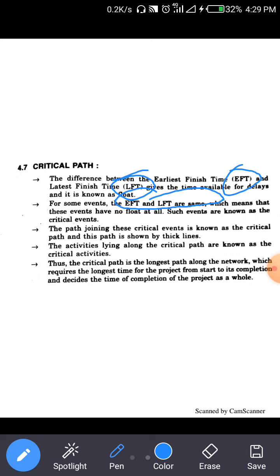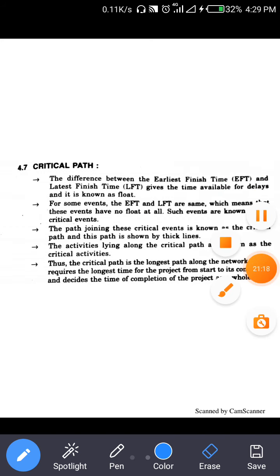It is shown by a dark thick line, and the activities lying along the critical path are known as critical activities. Thus the critical path is the longest path along the network, which requires the longest time for a project from start to completion, and decides the completion time of the project as a whole. So the entire project duration we get from the critical path. In the next lecture we take examples of the critical path method. So here we complete our topic. Thank you.